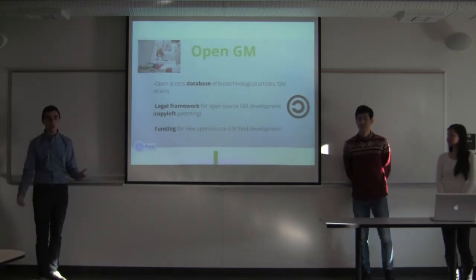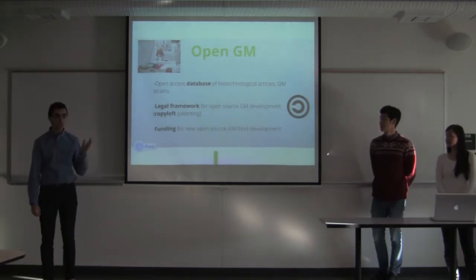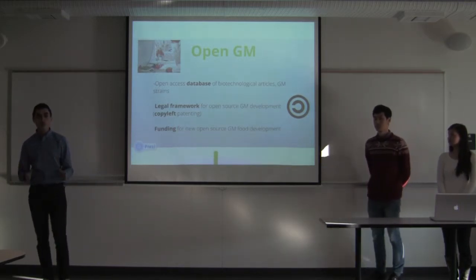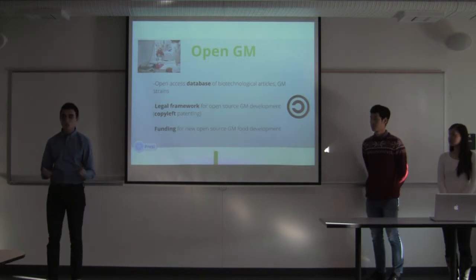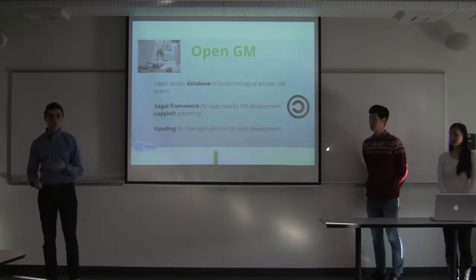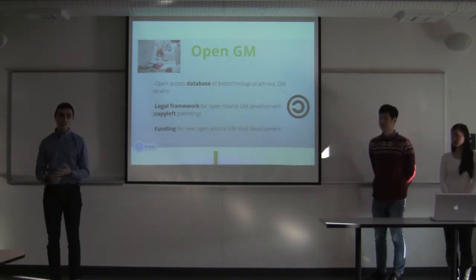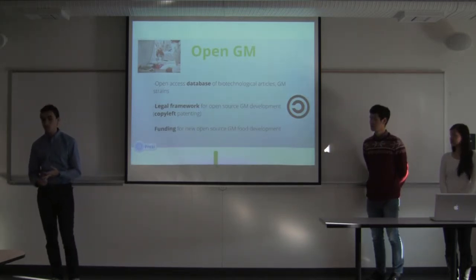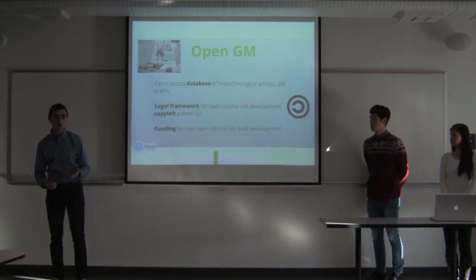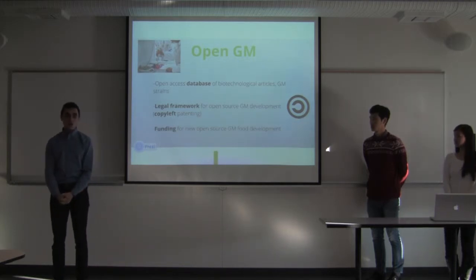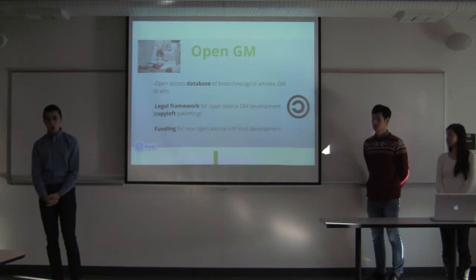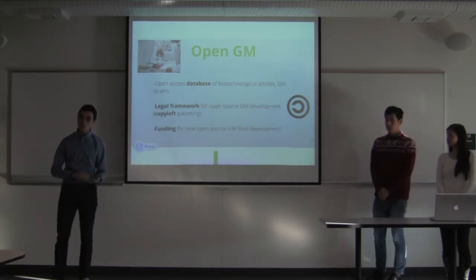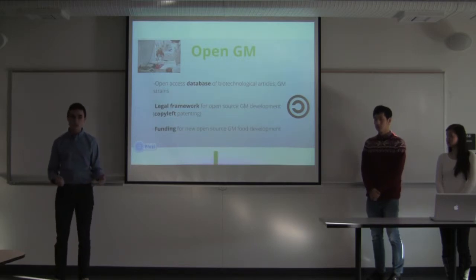So OpenGM will accomplish its goals through a three-pronged approach. First, we're going to offer an open access database of biotechnological articles. That means articles about genetic engineering as well as safety and environmental effects, because currently the long-term safety and environmental effects are not well understood. And we'll also offer a database of GM strains, so anyone can look and see the genetic codes of the GM strains in our database.